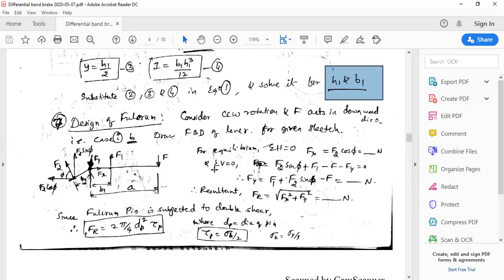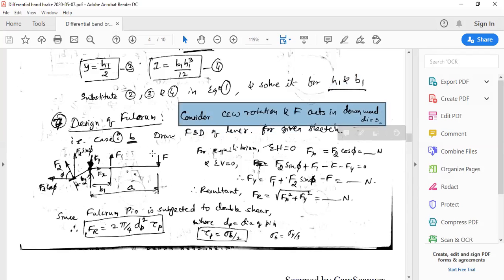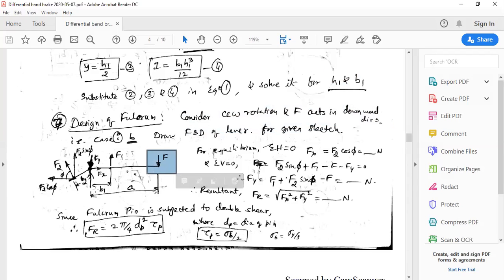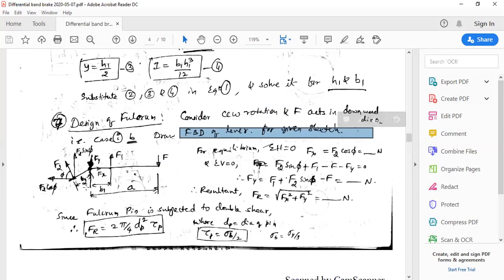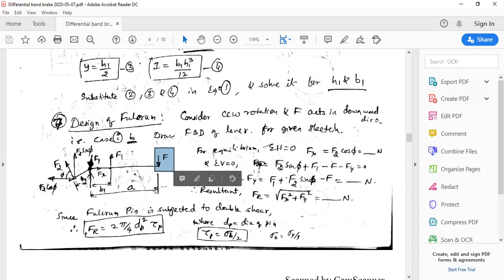To calculate the diameter of the fulcrum pin, consider the clockwise rotation of the drum and F acting in the downward direction. F acting in the downward direction means B2 is less than B1, and that is case 1 itself. Draw the FBD, free body diagram of the lever for the given sketch. So it is drawn here: F2 is acting in this direction, F1 is acting upward and F is acting downward, and this is the distance B2 and this is B1.